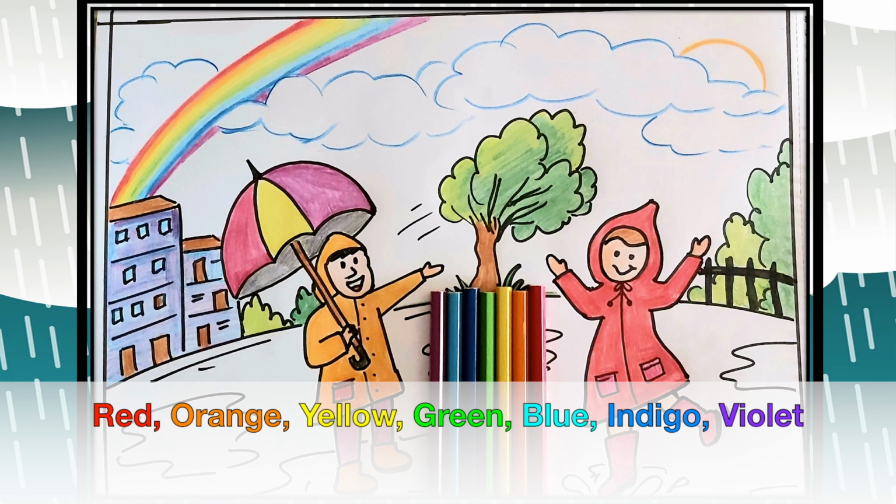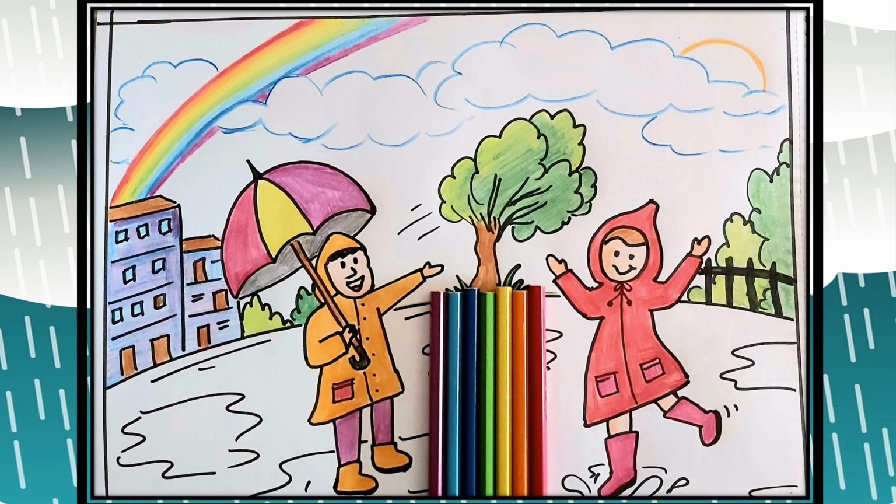I have put my pencil colors also in the same order that you should follow. So the first line would be red, followed by orange, yellow, green, blue, indigo, and lastly violet. This is how the rainbow colors are. The thickness of the rainbow is entirely your choice.